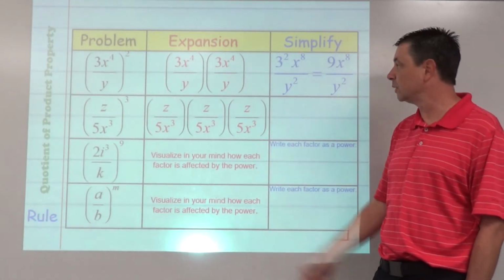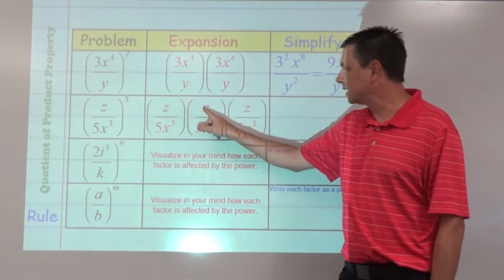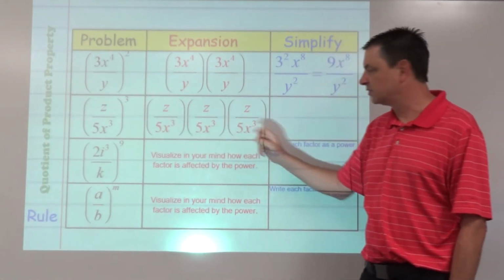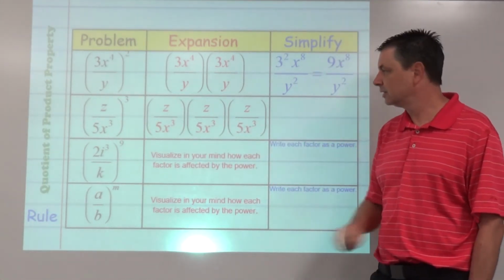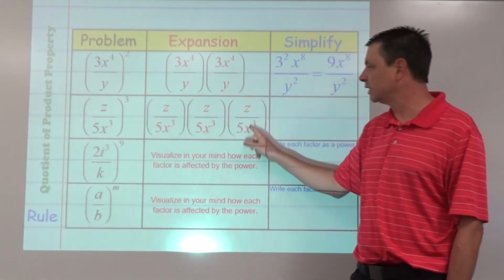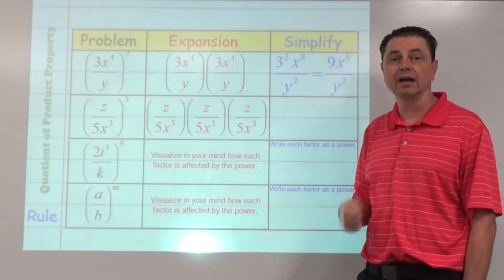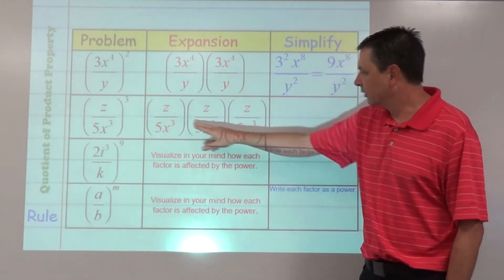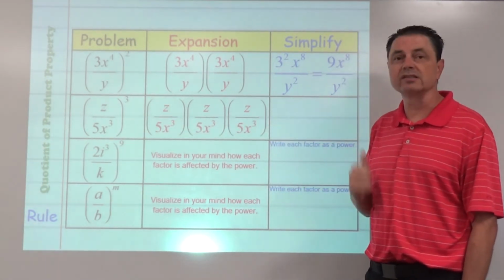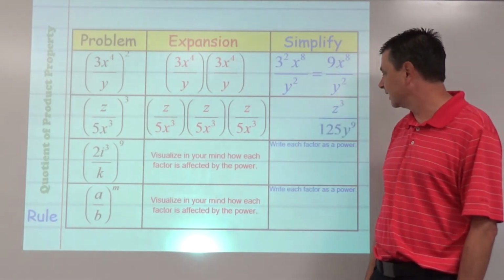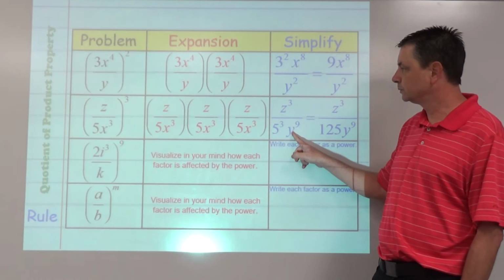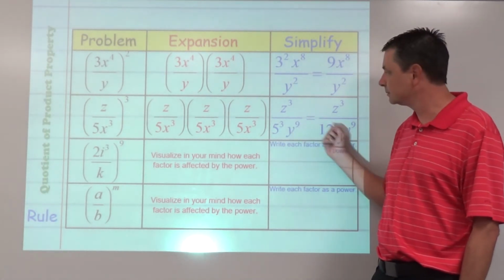And then how would we multiply that out? Z times z times z, z to the 3rd. 5 times 5 times 5, 5 to the 3rd. X cubed, x cubed, x cubed makes x to the 9th. 3 x's, 3 more x's, 3 more x's, that makes a total of 9 x's, x to the 9th.